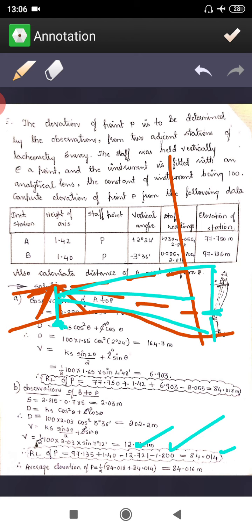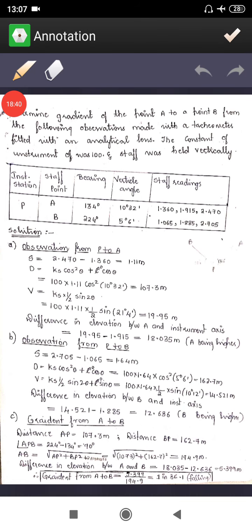We'll go for the next problem, we'll see how it will be. Now if you read this problem, what is going to be there? Determine the gradient of the point A to a point B from the following observations made with a tachometer fitted with the analytic lens. Once a tachometer is fitted with an analytic lens, it means that K is 100, C is 0. Then held vertically: the staff is held vertically. Staff held inclined is a separate thing. Here the staff is held vertically, but the line of inclination is there.